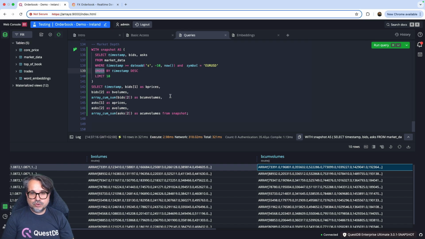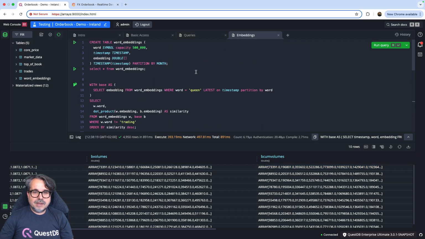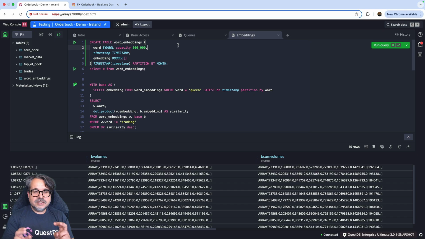The last thing I want to show you with arrays, which I believe is cool, is completely different from financial data, but just for you to see the kind of doors that arrays open in QuestDB. I'm going to talk about machine learning and similarity of vectors.